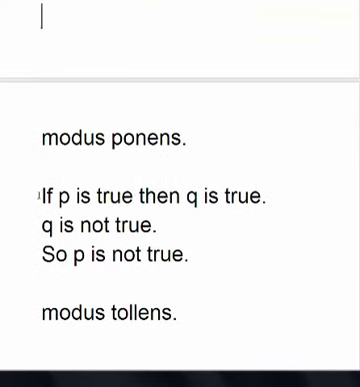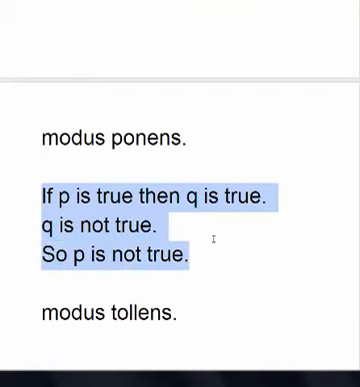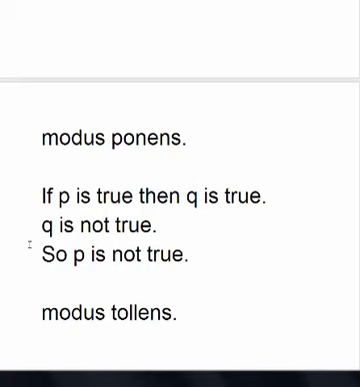Here's the other valid form that we're introduced to here. If P is true, then Q is true. Well, Q is not true, so P is not true. That is, we know that Q being true is a necessary condition for P being true. So that if Q is not true, then P cannot be true either. That is, I guess, the mode of denial, denial of the consequent. If a necessary condition for something being true is not true itself, then that thing can't be true. So Q is not true. These are valid forms, right?